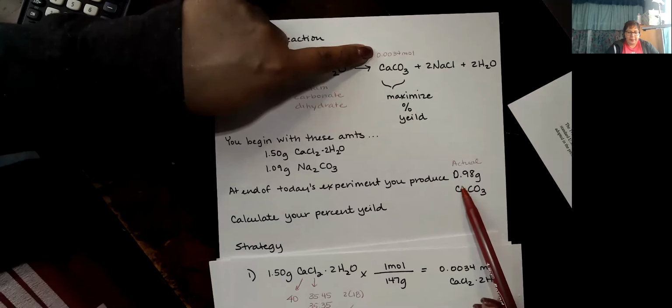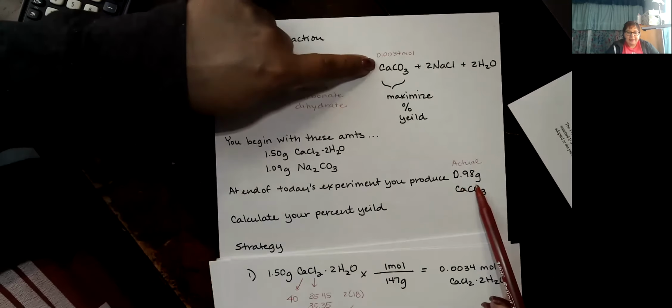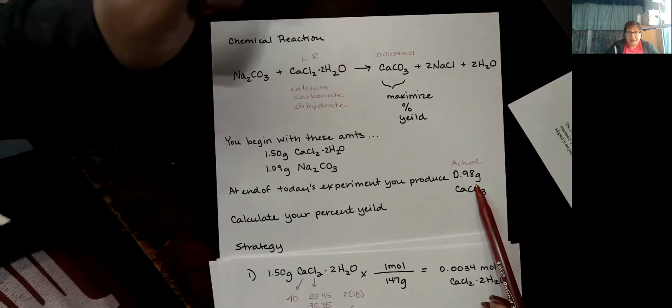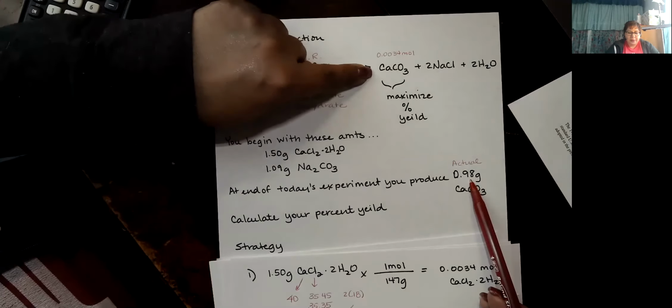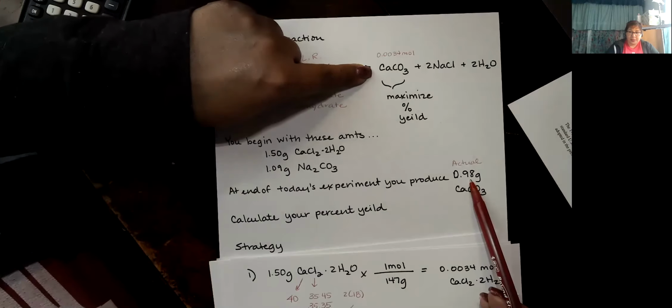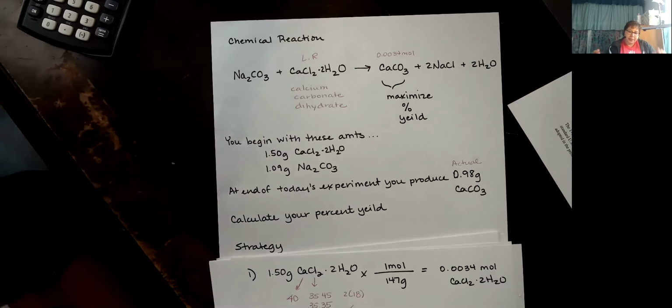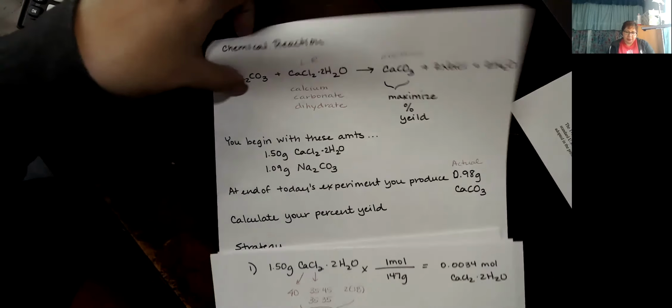In order to calculate my percent yield, these have to be in the same units. So they can both be in moles or they can both be in grams. It doesn't matter. You decide. You can convert this number or you can convert that number before you calculate your percent yield. I'll do it both ways. That way you can see how this works.